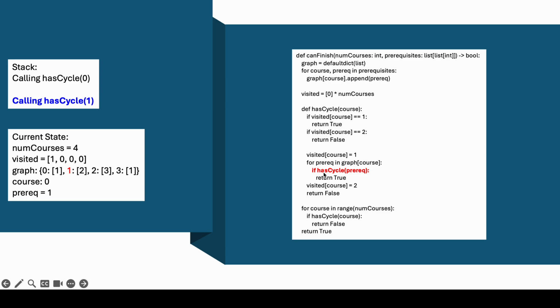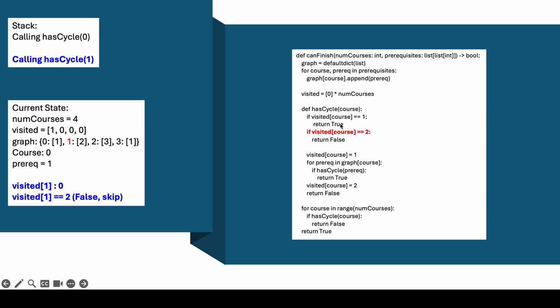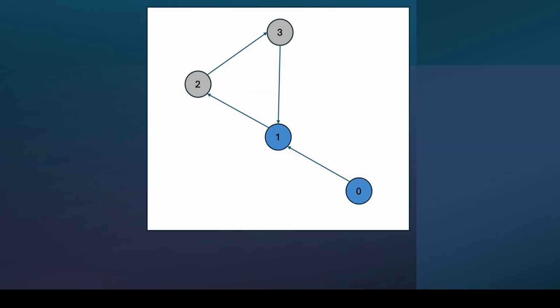Again, we're going to call has cycle, so we're engaging in our recursion. And in this case, we're passing the number 1. Have we visited this before? No, we haven't. Have we visited twice? No, we have not. And now again, we are going to increment this right here, from 0 to 1 to show that we're currently visiting this node as well.